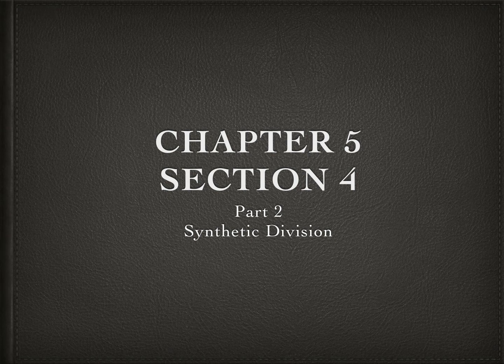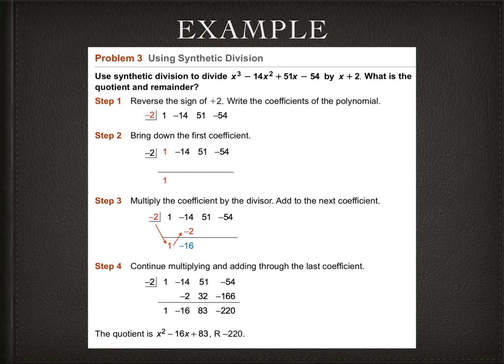5.4 part 2. We're still dividing polynomials, but we're going to learn a new way called synthetic division. So this is kind of like a shortcut to what we were doing in part 1. It's a new type of way to divide, and it's a lot easier. So again, this is an example that just walks us through the steps. If you need to, you can read this, but it'll make more sense once we do it.